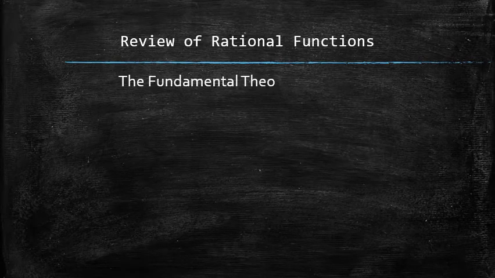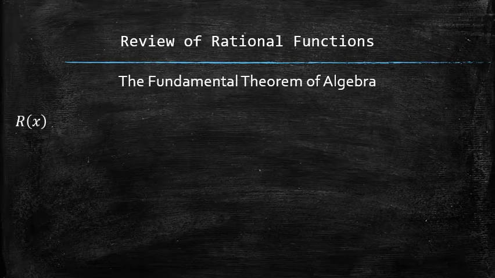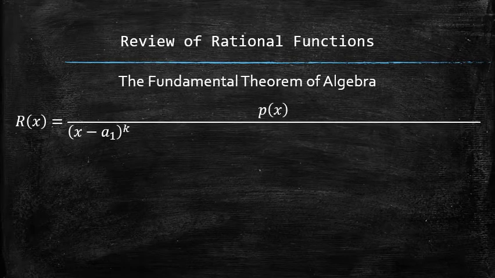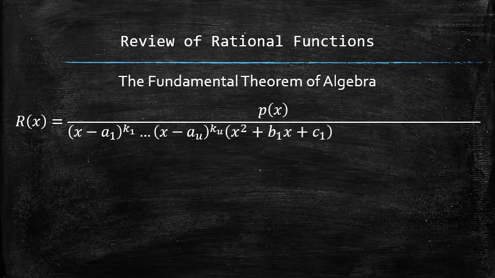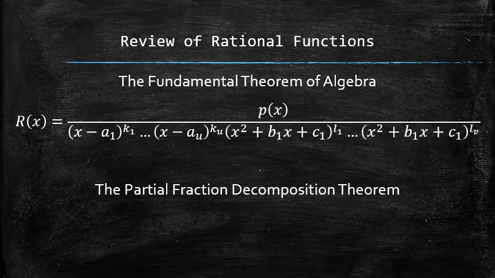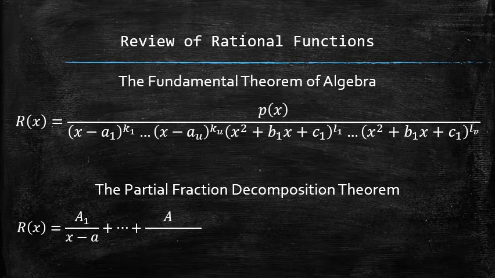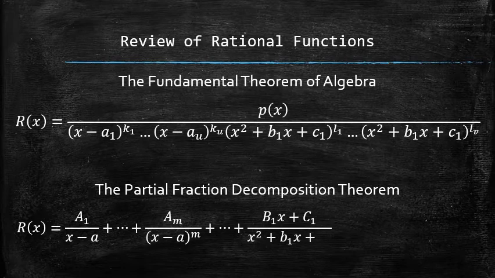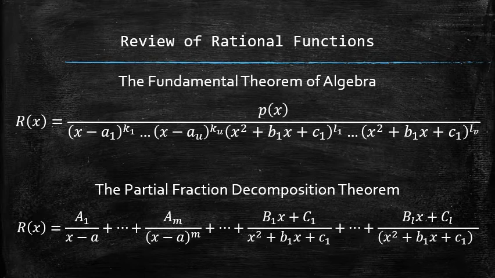Now, using the fundamental theorem of algebra, we can completely factor out the denominator of every rational function. In addition to the fundamental theorem of algebra, there is also the partial fraction decomposition theorem that guarantees that every proper rational function in reduced form can be uniquely decomposed into a sum or difference of simple rational functions whose denominators are linear or irreducible quadratic expressions, possibly raised to some powers.